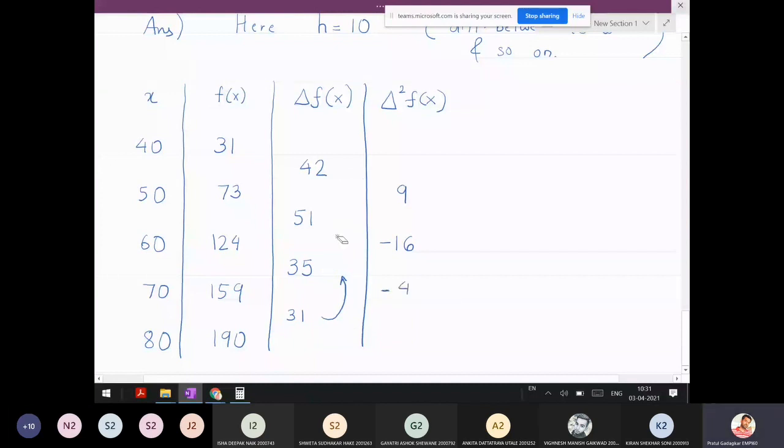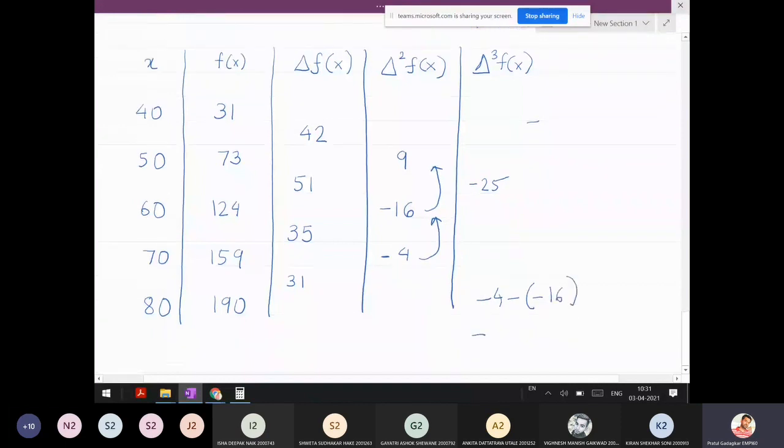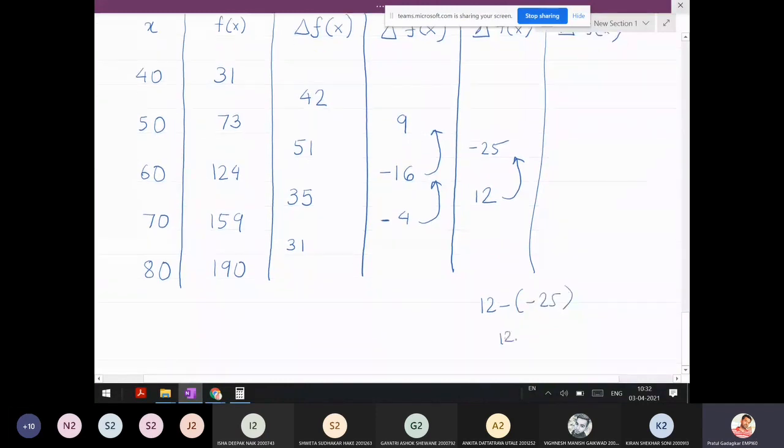Still, I am not supposed to stop. I am supposed to stop when I get a single entry here. Delta cube f of x is minus 16 minus 9, which is minus 25. So I'll write here minus 25. Then the next is minus 4 minus of minus 16, which means minus 4 plus 16. It is always the lower number minus the upper number. So minus 4 plus 16 is 12. And to continue this table, delta raised to 4 f of x is 12 minus minus 25, which means 12 plus 25, which is 37.